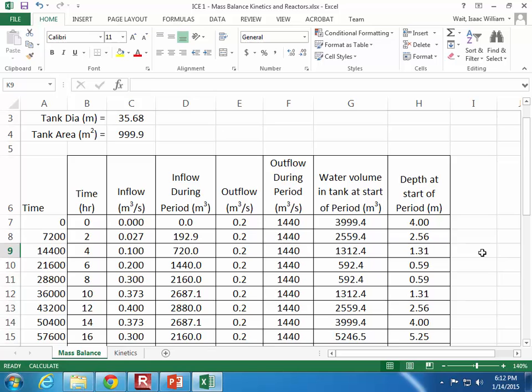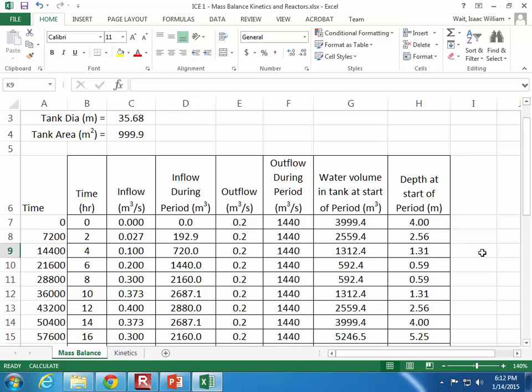Now, the water volume at the start of the period, this is where it gets a little bit tricky, because this is the starting amount, the 4,000 cubic meters. You're just given that it's 4 meters deep, and if you get the cross-sectional area, you'll find it's 1,000 square meters is the cross-sectional area.